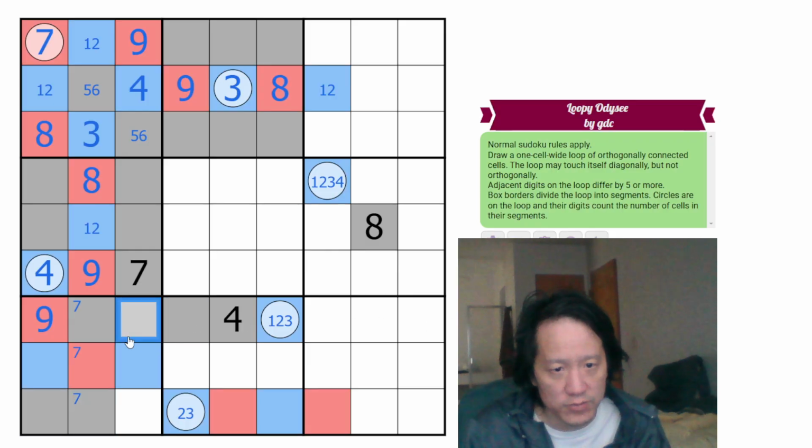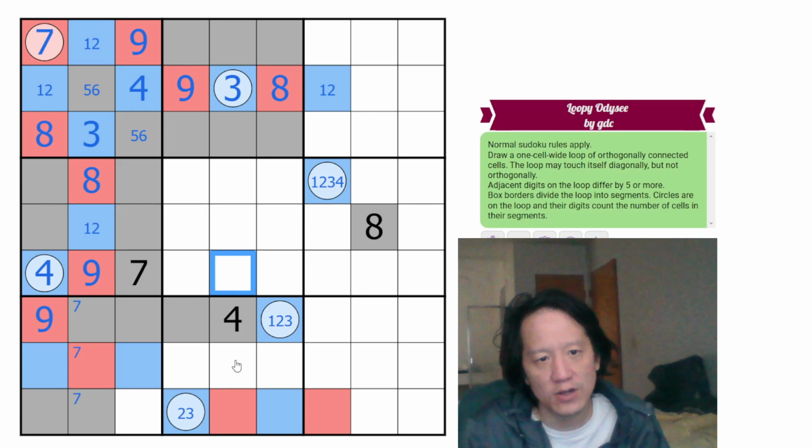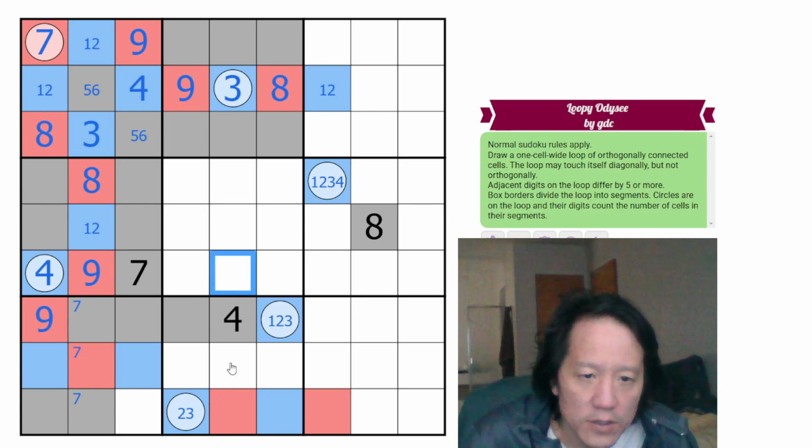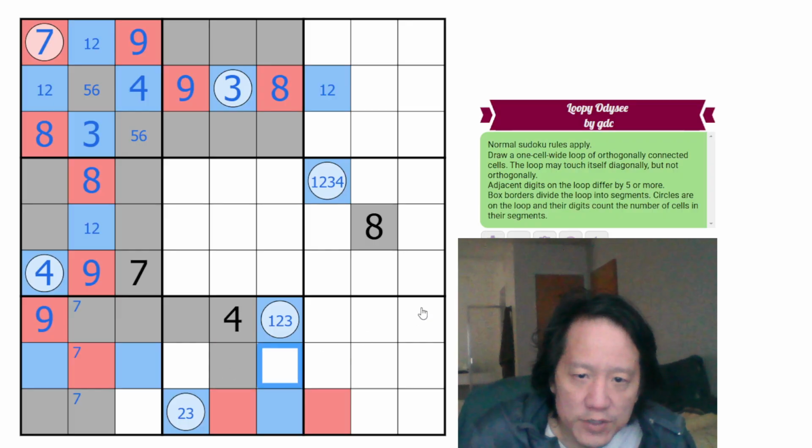This can't be part of the loop, because it can't go here and then exit correctly. So this one's not part of the loop. This is not part of the loop. It could connect this way. Oh, and in fact, since this is not part of the loop, we know this is 1. So it has to connect here and here.